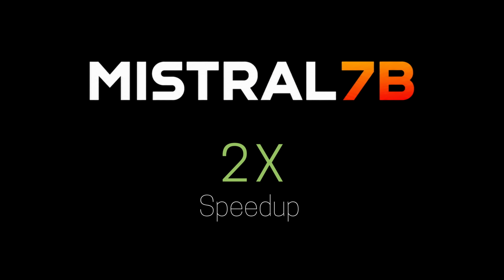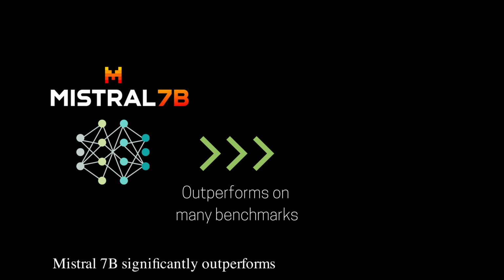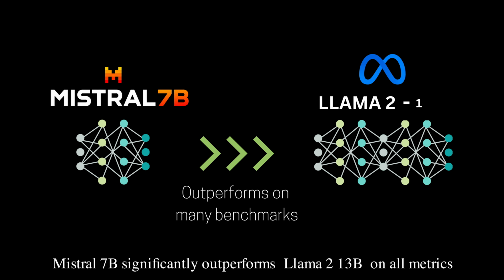Mistral 7b gave almost 2x speedup as a result of modifications to the attention mechanism. And it's not like this speedup came with a performance drop. It achieved this speedup while delivering performance comparable to, and on several benchmarks even outperforming, Llama 2 models much larger than itself. So, what exactly changed inside the attention mechanism?